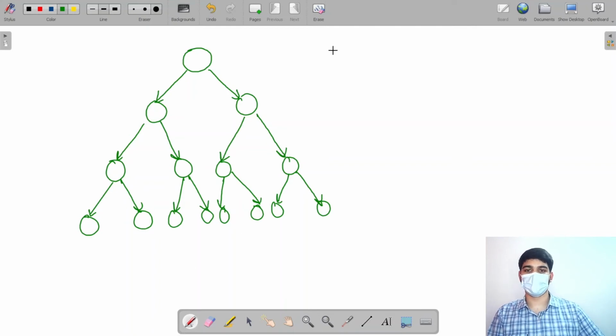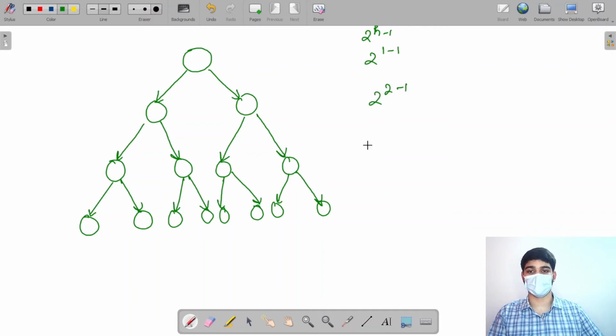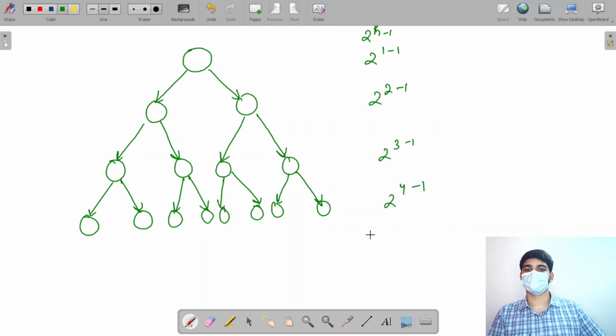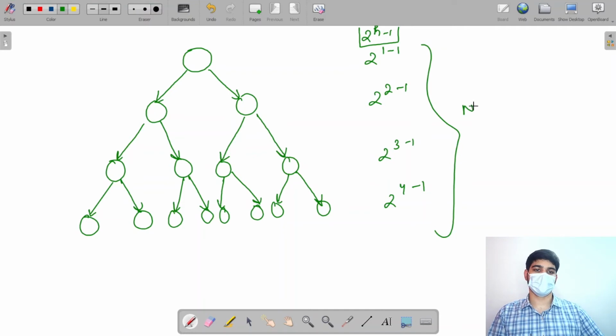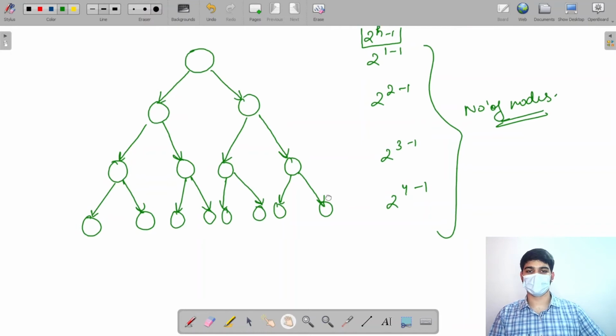So if we think about it, we had the formula of 2 raised to the power h minus 1, right? So this height is 1. So 2 raised to the power 1 minus 1 would give me 1 over here, right? Over here it would be 2 raised to the power 2 minus 1, which is 2 raised to the power 1, 2 nodes, right? Then we have 2 raised to the power 3 minus 1, which is 2 raised to the power 2, which is 4 nodes. And at last we would have 2 raised to the power 4 minus 1, right? So this is my formula according to which these are my number of nodes at each and every level, right?